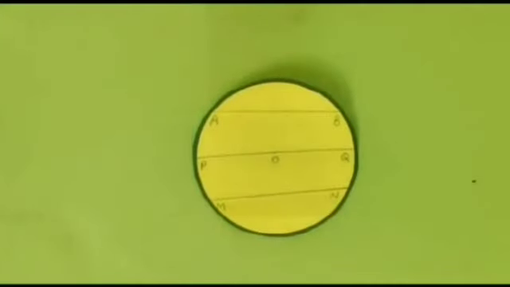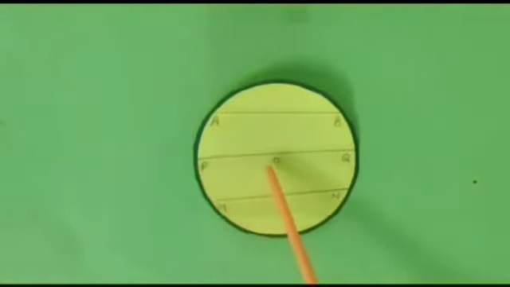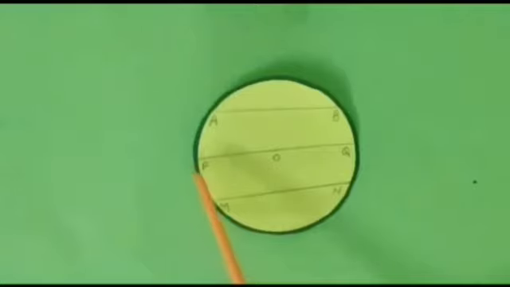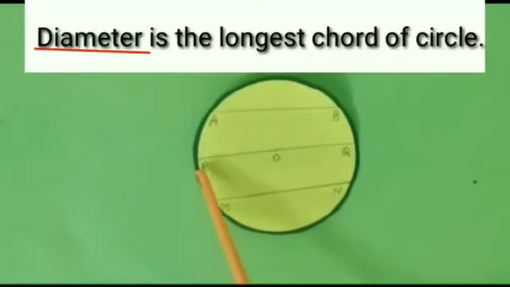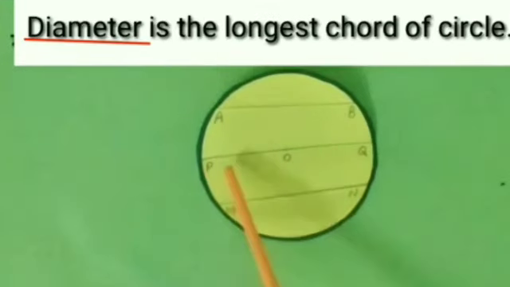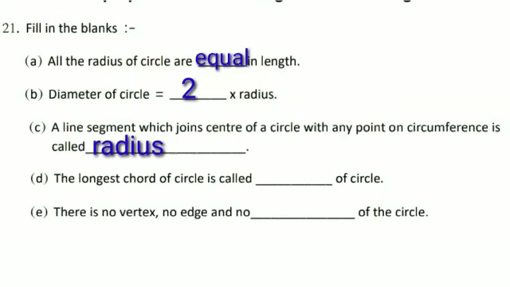Dear students, you can see that the length of PQ chord is more than the length of AB and MN. And as we have learned, the line segment that passes through the center and has endpoints on circumference is known as diameter. So we can see that diameter is the longest chord of the circle. So we will write here diameter.